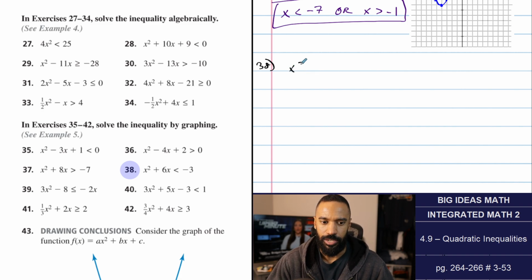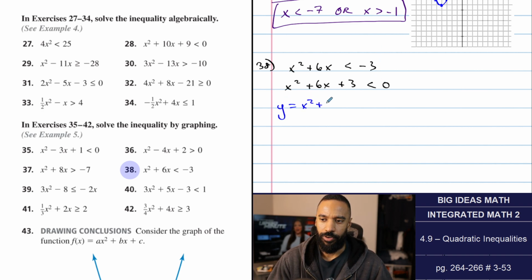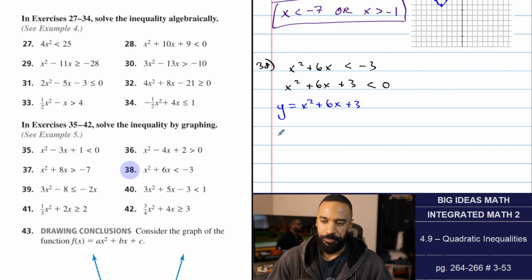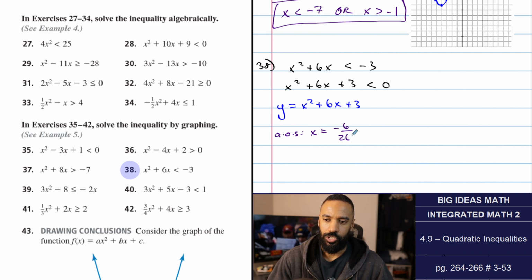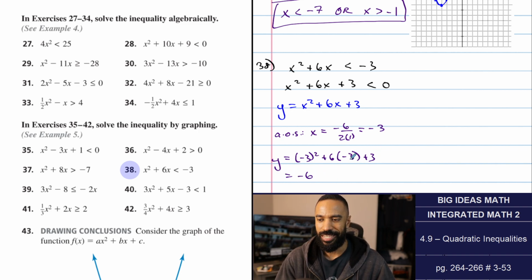Not factorable, but integers. X squared plus 6x is less than -3. Add the 3 over to begin with. And we'll sketch the y equals version of that, like that. The axis of symmetry is at -b over 2a, which is -6 over 2 or -3. The y value will be 9 minus 18 is -9 plus 3 is -6.